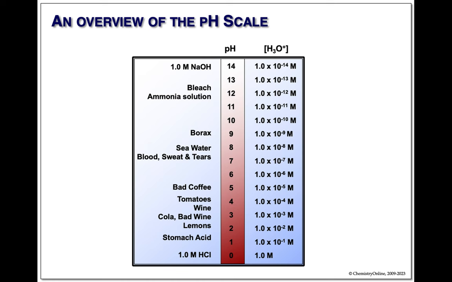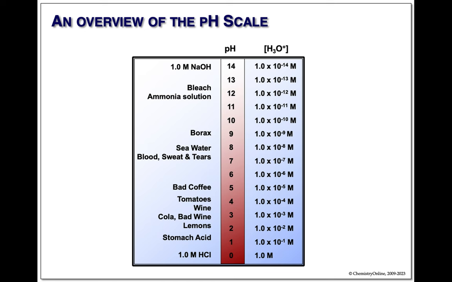So down here at the very bottom, 1 molar HCl is a 0. Stomach acid, it's amazing, the stomach doesn't just eat itself. Lemons, bad wine, tomatoes, bad coffee. Those are all acidic substances.